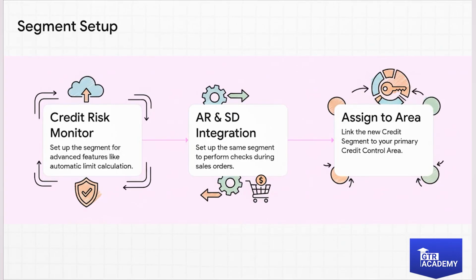Now, here's something that's really interesting. In S/4HANA, you actually have to create the exact same segment in two different places. First, you set it up for all the advanced risk monitoring features, and then you set it up again so it can actually integrate with your sales process. Once you've done that, you just link it right back to our main credit control area.